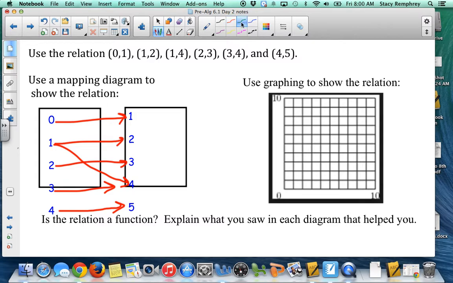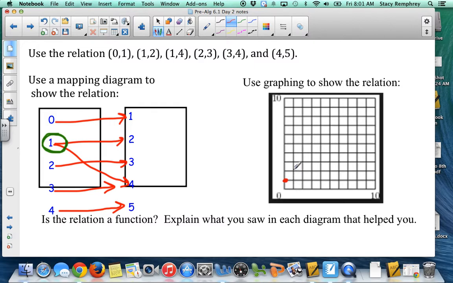Okay, now you can see from the mapping diagram this is a problem because of this right here, that the input has 2 lines coming off of it, meaning if you put in 1, you could get 2 different answers back. Not possible. So from the mapping diagram, we can tell, because of this green circle, that 1 is mapped to 2 and 4, that this is not a function. We're going to show that this is not a function in a graph as well by plotting the points.